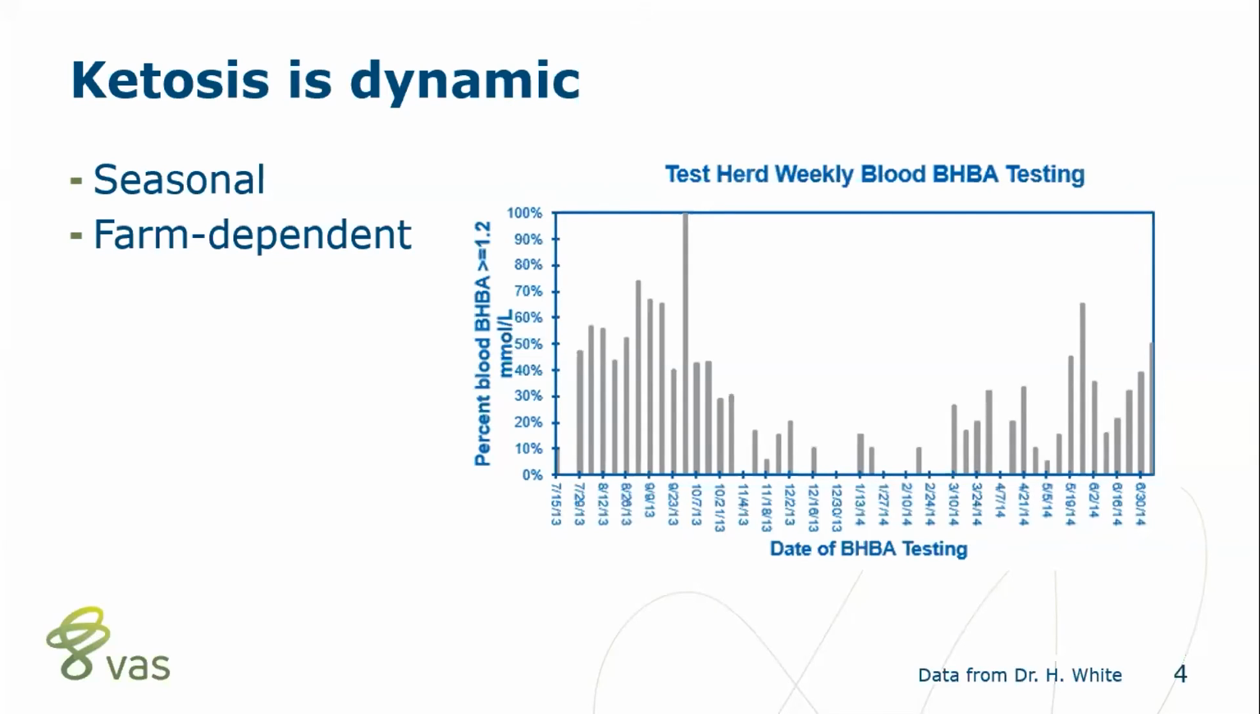So what this chart on the right-hand side here is showing us is weekly blood BHBA testing on a single herd and the percent of cows that were detected over a blood BHBA of 1.2. What we can notice here is that we went through periods of time where ketosis was quite high, between 50 and 60%, and those times too where we weren't detecting a single cow, down at 0% here.